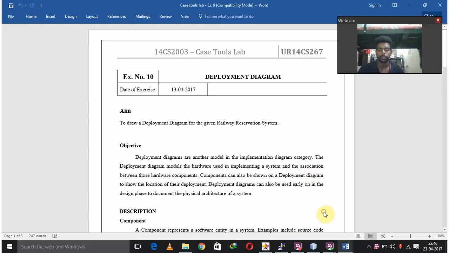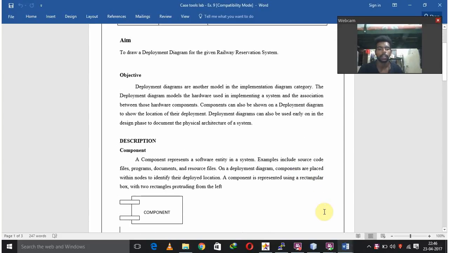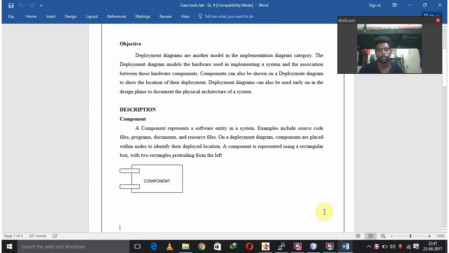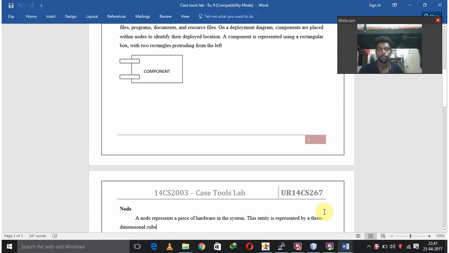A component, what is a component in the deployment diagram? A component represents a software entity in a system. Examples include source code, files, programs, documents, and resource files. On a deployment diagram, components are placed within nodes to identify their deployed location. A component is represented using a rectangular box with two rectangles protruding from the left.